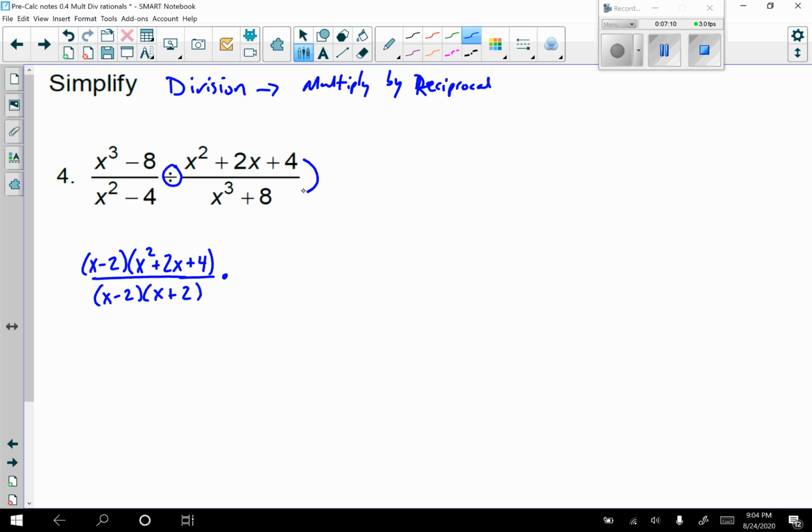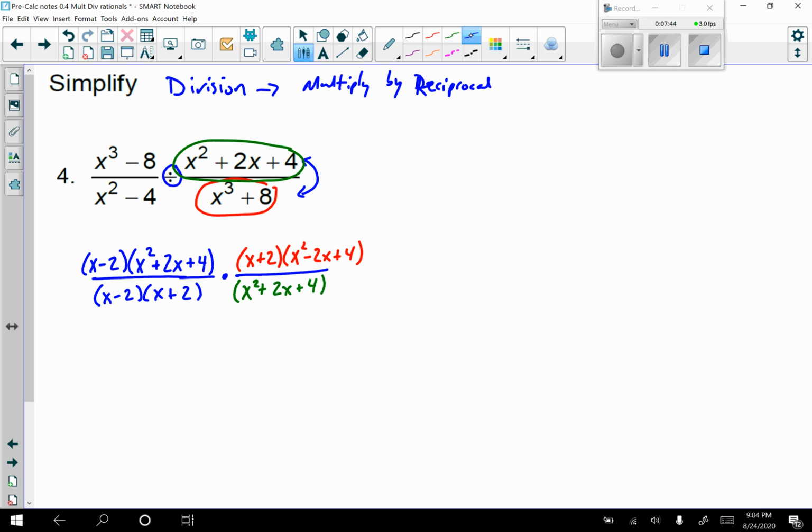Multiply, and we've got to flip this one over. So the x cubed plus 8, that's going to go in the numerator, and that's going to be x plus 2. Almost the same as the other numerator, but the signs are different. So x squared minus 2x plus 4. And we have the numerator becomes the denominator. So that one is, well, x squared plus 2x plus 4 does not factor. So it is just x squared plus 2x plus 4.